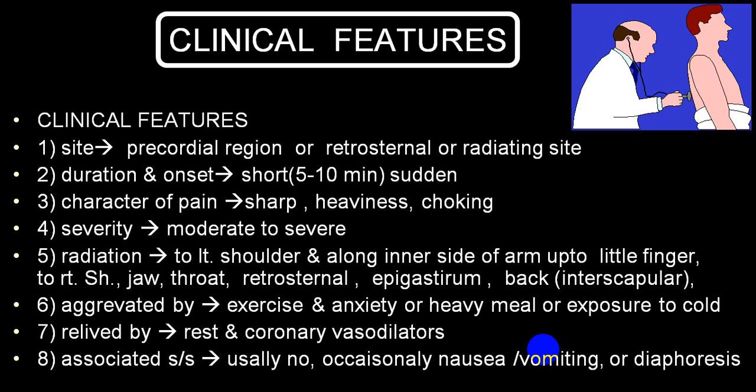Pain can radiate to the left shoulder, all along the inner side of the left arm up to the little finger, or may radiate even to the right shoulder and right upper arm. It can also radiate to the jaw, throat, and retrosternal region right up to the epigastrium, and may radiate to the back in the interscapular region. Usually aggravated by exercise, anxiety, heavy meal, or on exposure to cold. It is relieved by rest or by a coronary vasodilator like nitroglycerin.